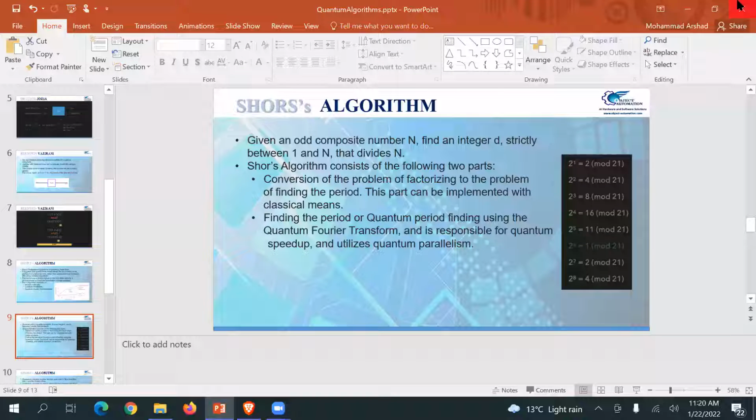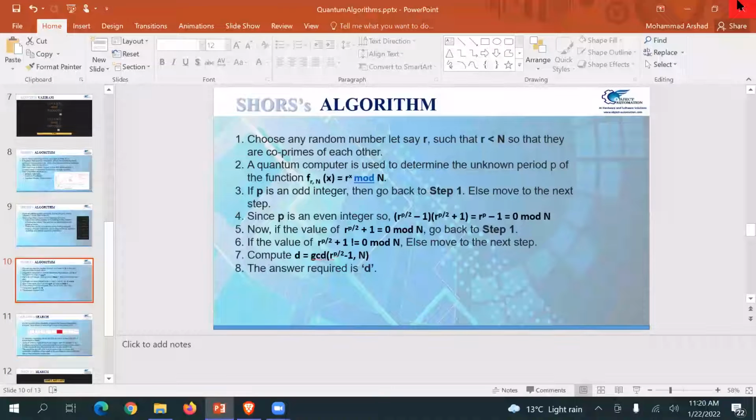Let's come up to the algorithm. I'll explain through this code. This is a basic algorithm. Let's say we have to find a prime factor of n. Shor's algorithm says choose any number, let's say r, which should be less than n. If the prime factors of 15 are 3 and 5, then r should be chosen so that they can be co-prime with each other.